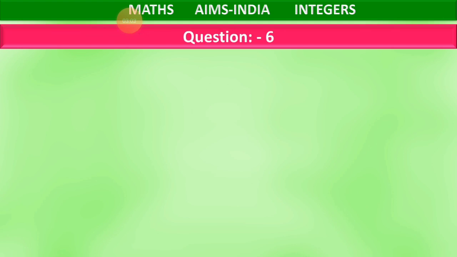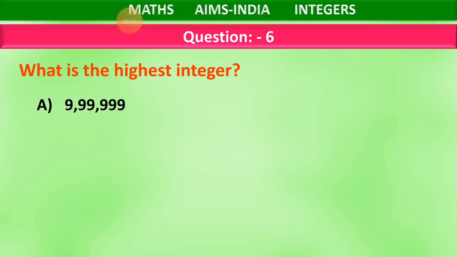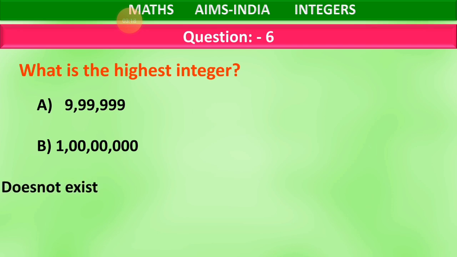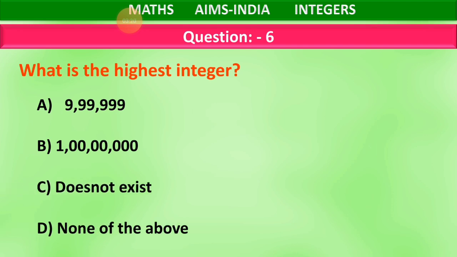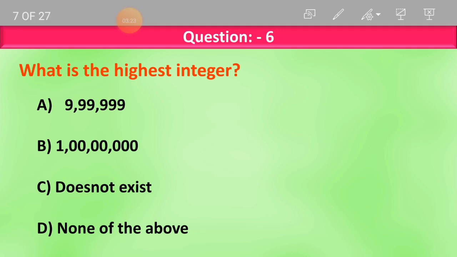The next question is, what is the highest integer? Among the integers, we know what is the highest integer. Option A 9,99,999. Option B 1 crore. Option C does not exist. Option D none of the above.